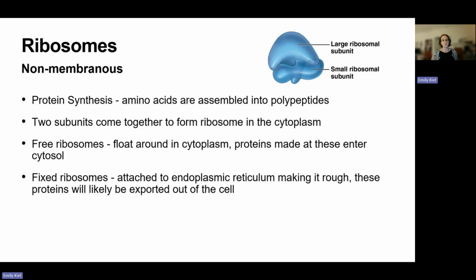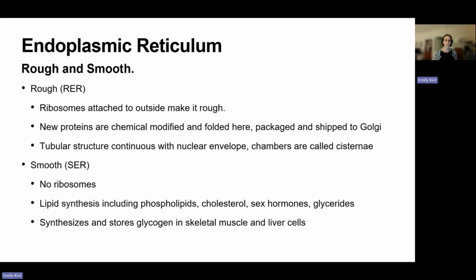There are free ribosomes that are just floating around in the cytoplasm, and proteins that are made of these will enter the cytosol. But there are fixed ribosomes attached to the endoplasmic reticulum, specifically the rough endoplasmic reticulum, because these ribosomes are what make it rough. And these proteins will most likely be exported out of the cell for other purposes.